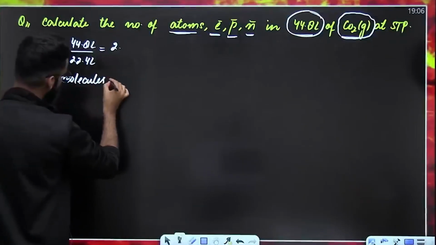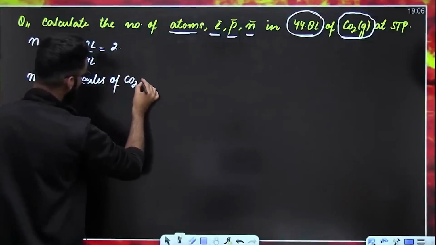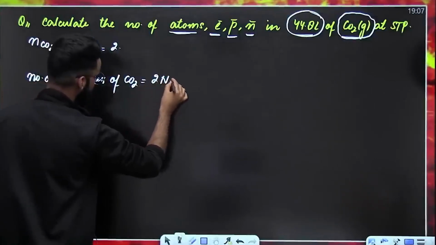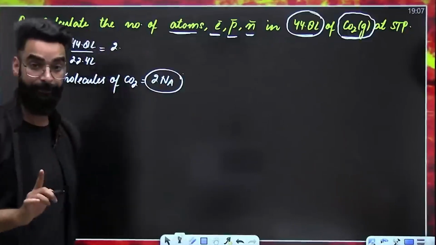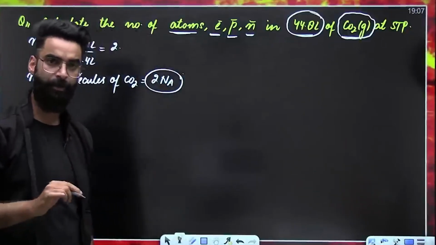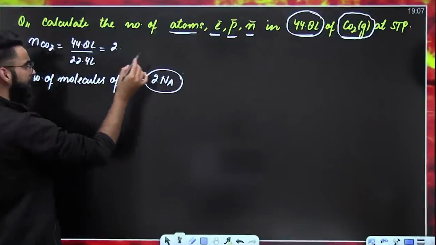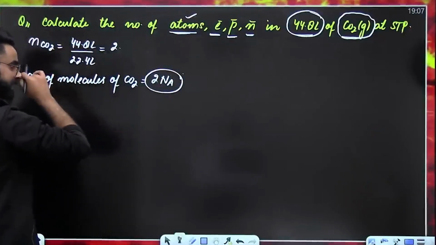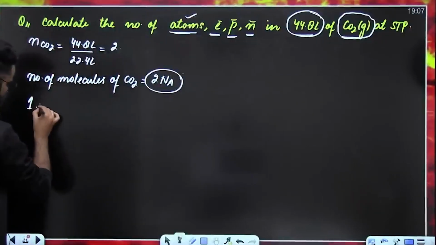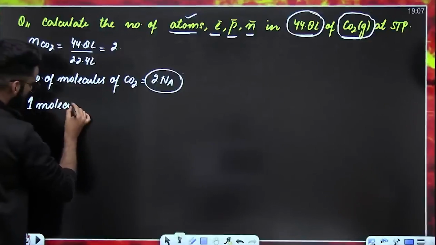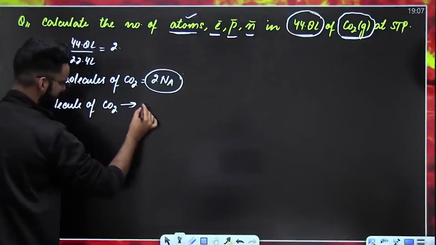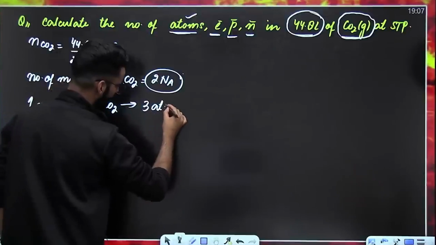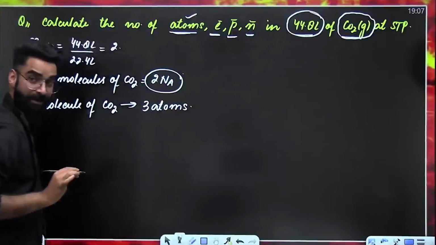The number of molecules of carbon dioxide will be equal to 2 multiplied by Na. So, these many molecules of carbon dioxide, 2 Na. Correct? Okay. Since we have calculated the molecules, now we are supposed to calculate the atoms. Now you tell me, in 1 molecule of carbon dioxide, how many atoms are there? 2 plus 1, 3 atoms, right? 1 molecule of carbon dioxide contains 3 atoms.